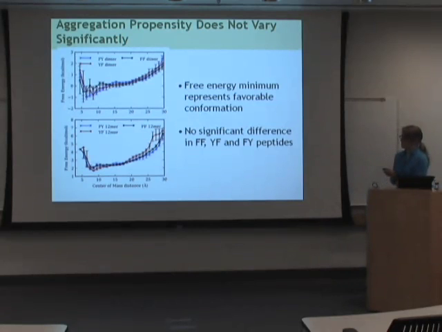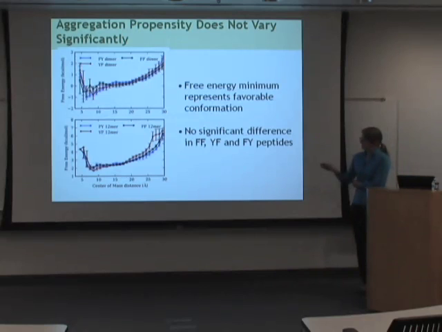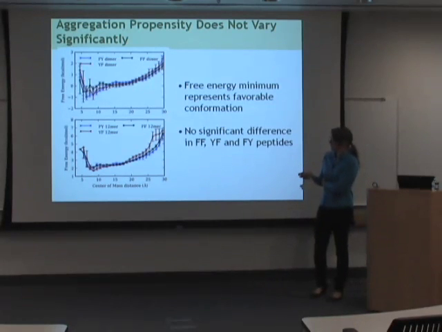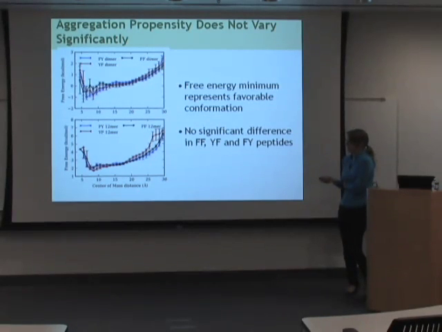The first technique that I mentioned, the potential of mean force, gives us some information about whether or not these peptides want to come together. And let me describe these graphs to you real quick. This is just an energy landscape. You can think of this as lowest energy is here, and you can think of molecules as a really lazy person.